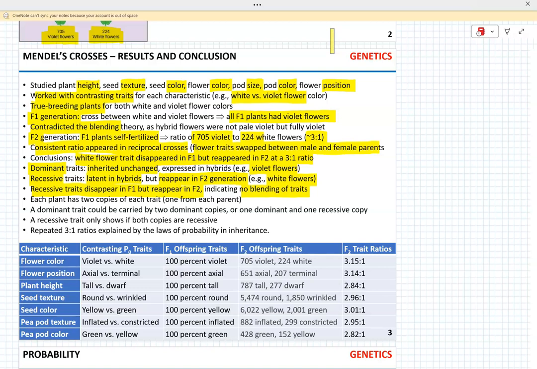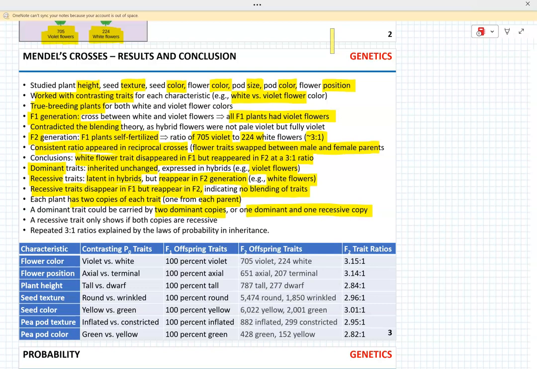Essentially, each plant has two copies of each trait from each parent in the form of two alleles. If a trait shows a dominant pattern, in this case violet flowers, this trait can be carried by two dominant copies of the genes, or two dominant alleles, or one dominant and one recessive copy, since dominant copy masks the recessive one.